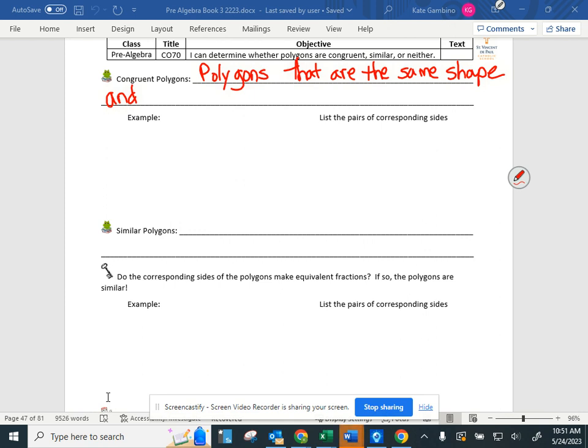Close. I'm looking for a slightly different word. Super close. Going even simpler. Same shape and size. So their angle measurements and their side measurements are all the same. Same shape, same size. So all sides and angles are congruent.